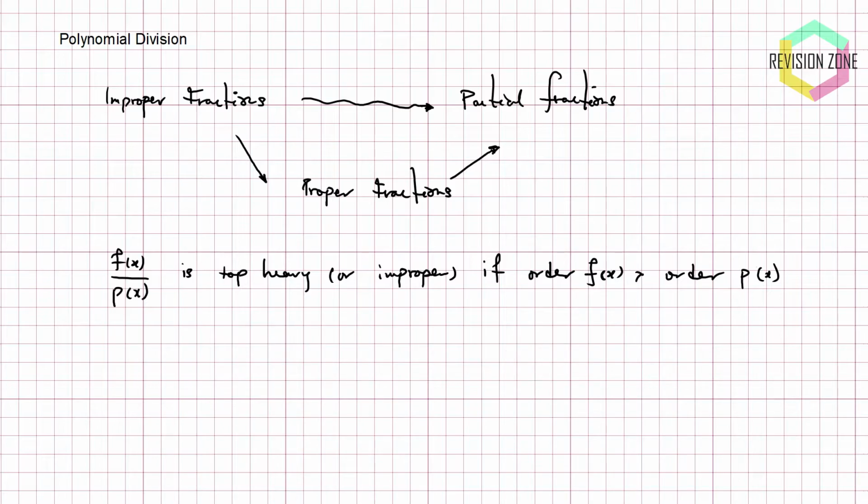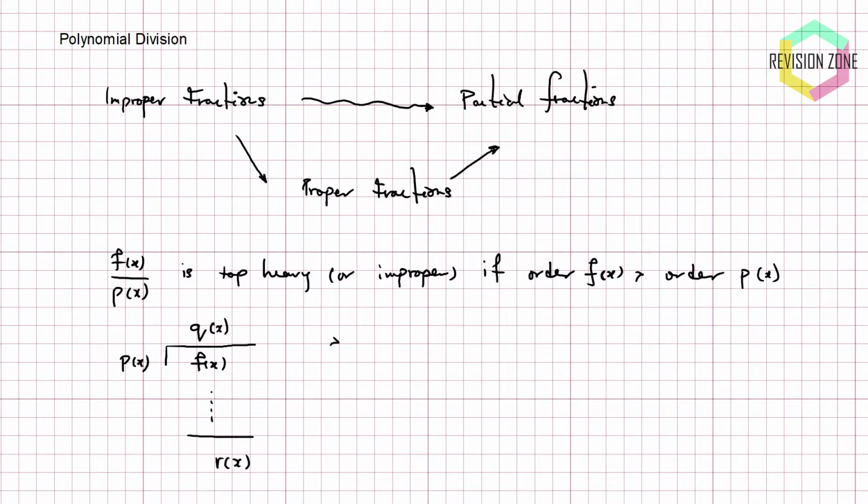So the point being that when we have an improper fraction, what we can do is carry out a long division. I put the thing I've got to divide here, and the thing I'm dividing by here. I carry out a long division, and in the end, I end up with some sort of remainder. And of course, the thing on the top is going to be my quotient.